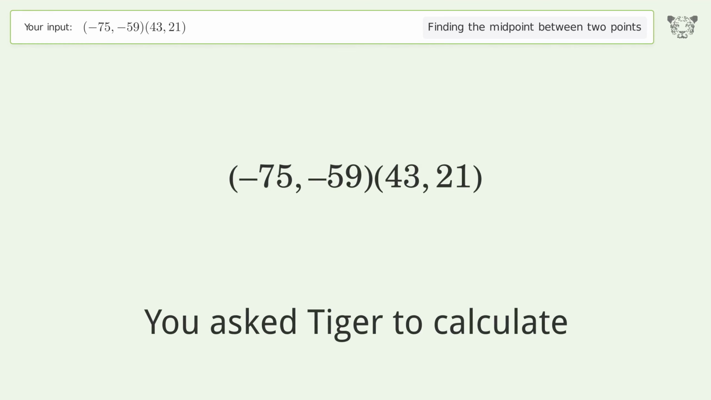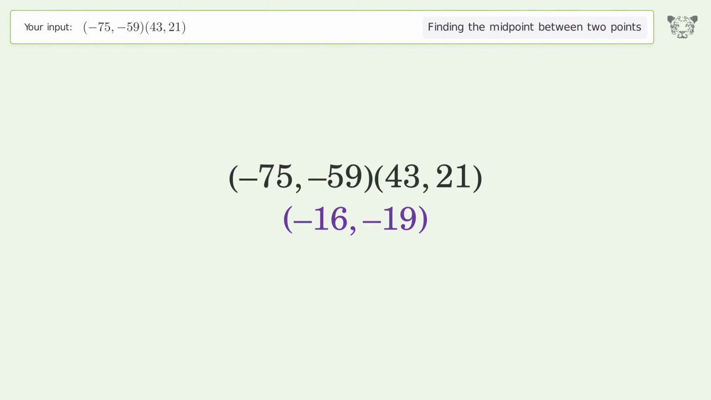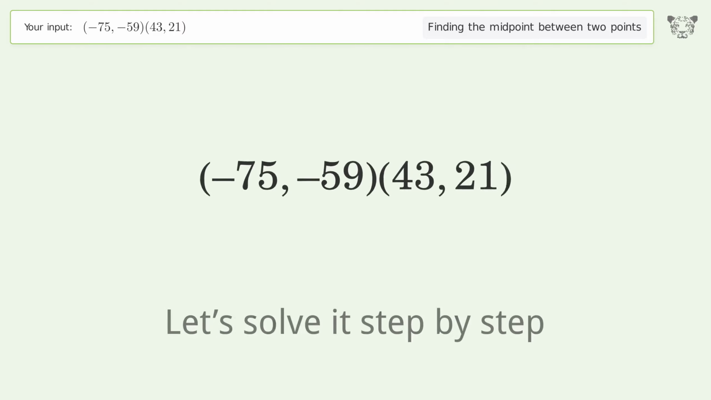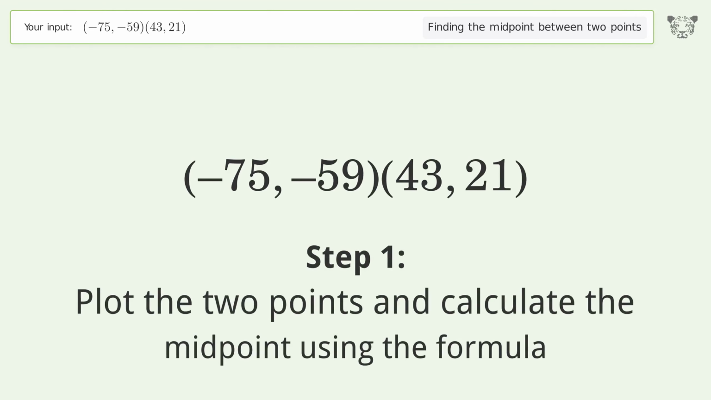You ask Tiger to calculate. This deals with finding the midpoint between 2 points. The midpoint between the 2 points is -16, -19. Let's solve it step by step. Plot the 2 points and calculate the midpoint using the formula.